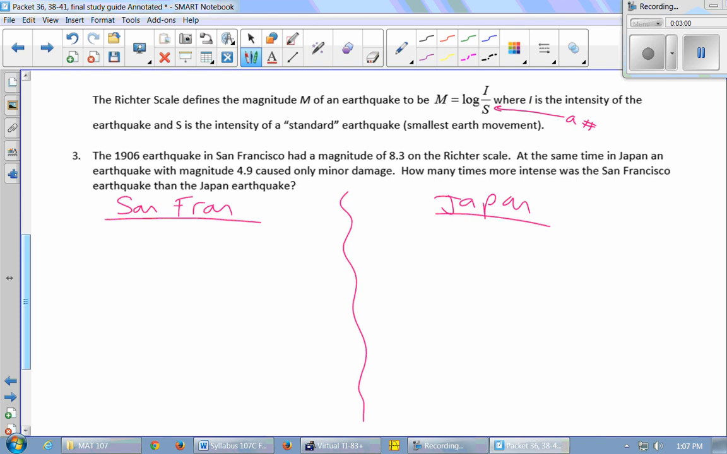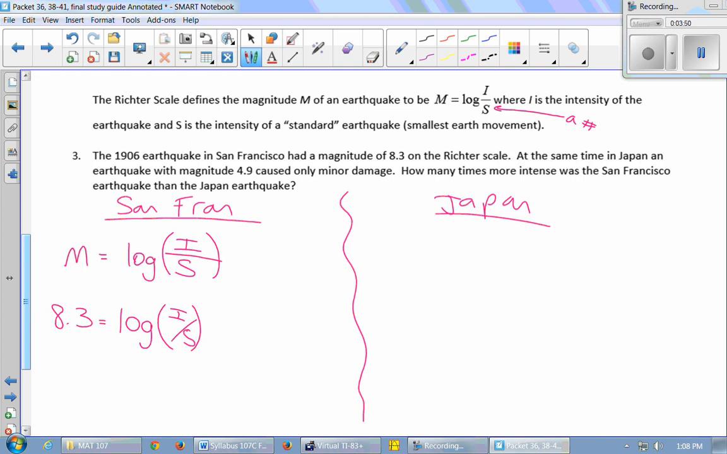So for San Francisco, I'm just going to write down the formula for the magnitude of an earthquake. The magnitude is the log of the intensity of the earthquake over a standard intensity. What do we know about the San Francisco earthquake? Magnitude of 8.3, and M is representing magnitude. So I put an 8.3 in here. It might help you if you imagine this is taking the log of a single number, I divided by S. All right, so now I have a log equation for San Francisco.